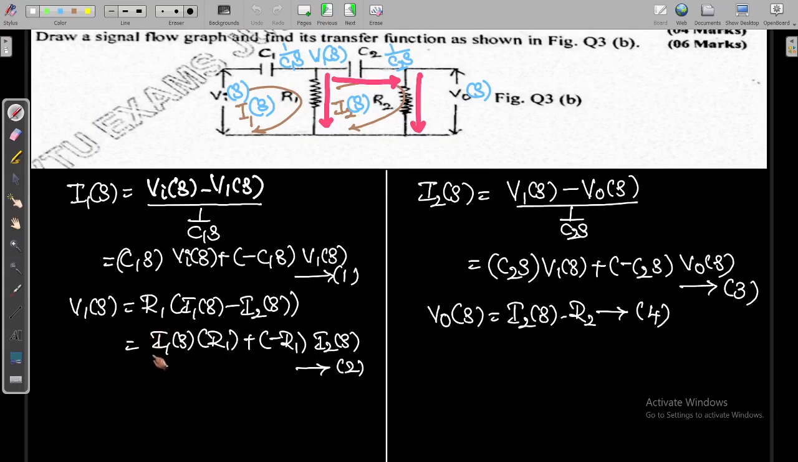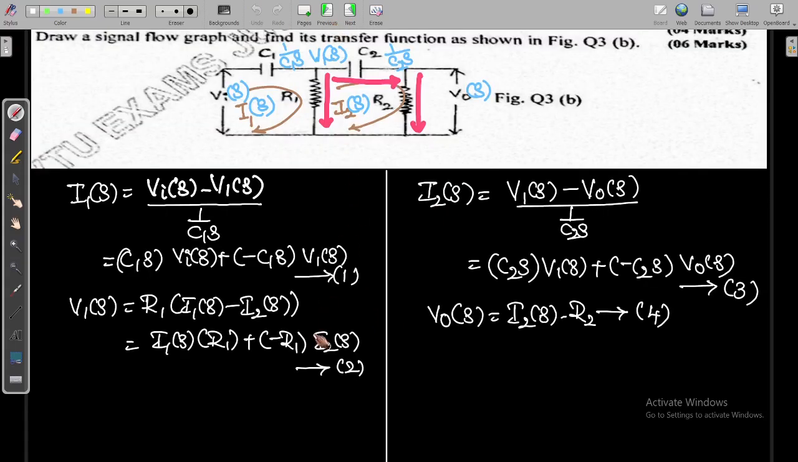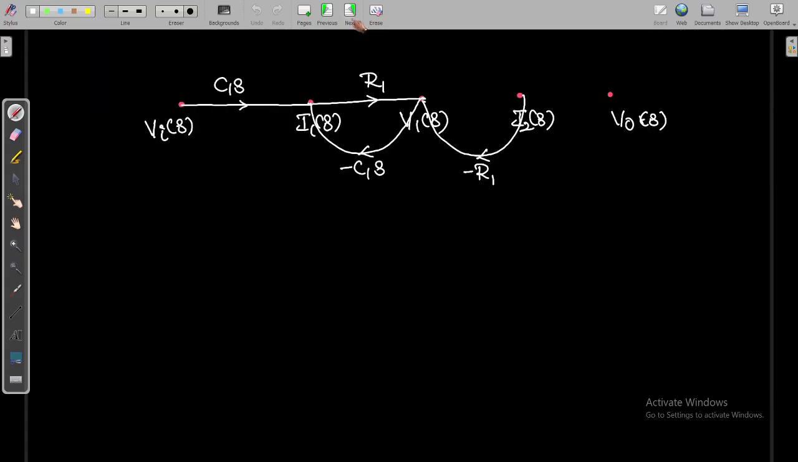V1 of s, you are getting R1 from the I1 of s minus R1 from the I2 of s. Write that R1 from the I1 of s. So I am writing R1 minus R1 from the I2 of s. Next, I2 of s equation: you are getting for I2 of s, C2s from the V1 of s minus C2 of s from V0 of s. Let us write that also.